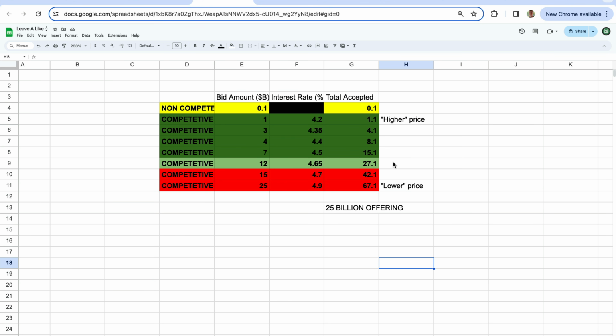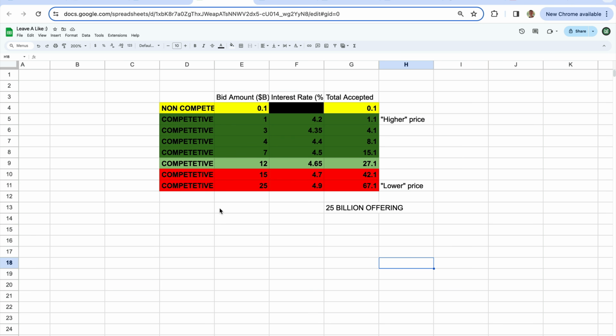So what happens next? At this point, all of these people who wanted to purchase bonds at 4.65% are going to get a portion of their order completed, and the other portion of their order is going to go unfulfilled. They'll portion out these orders until it reaches their total, which once again in this case is 25 billion, and then they're done. What this means is that the $15 billion in orders and the $25 billion in orders for the 4.7 and 4.9% interest rates are going to go completely unfulfilled.